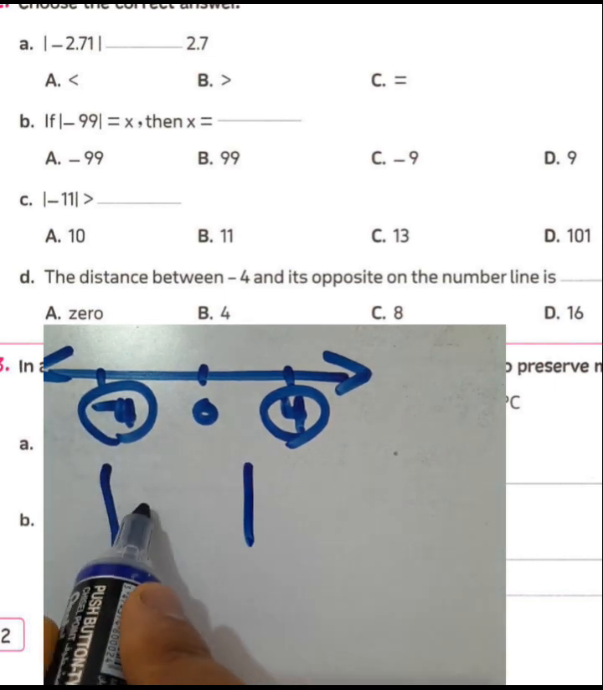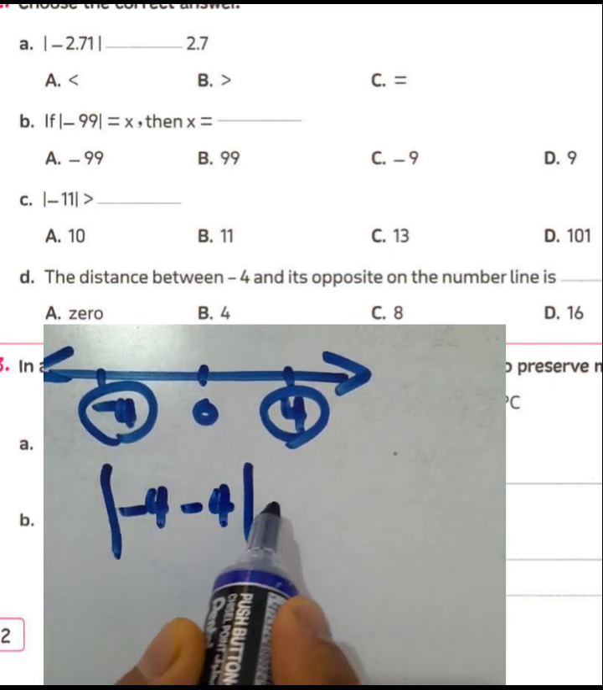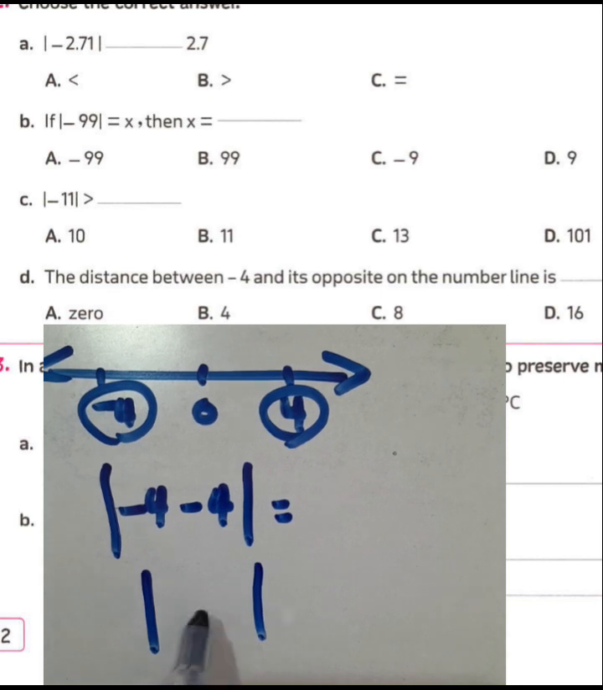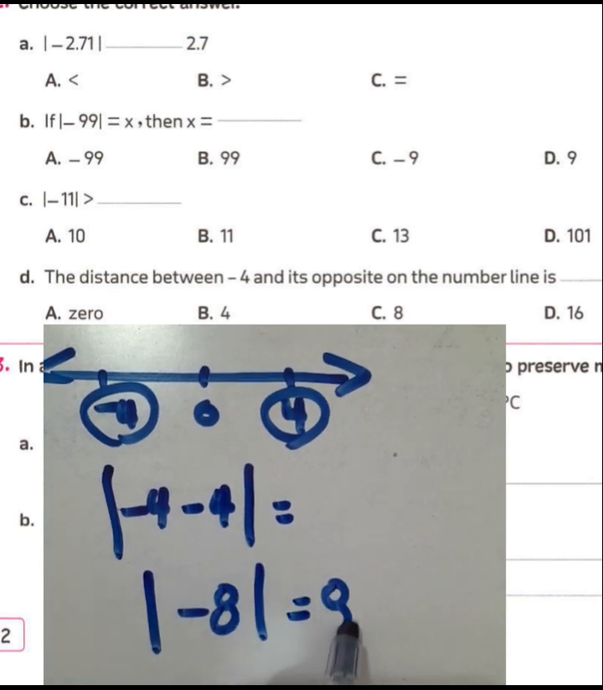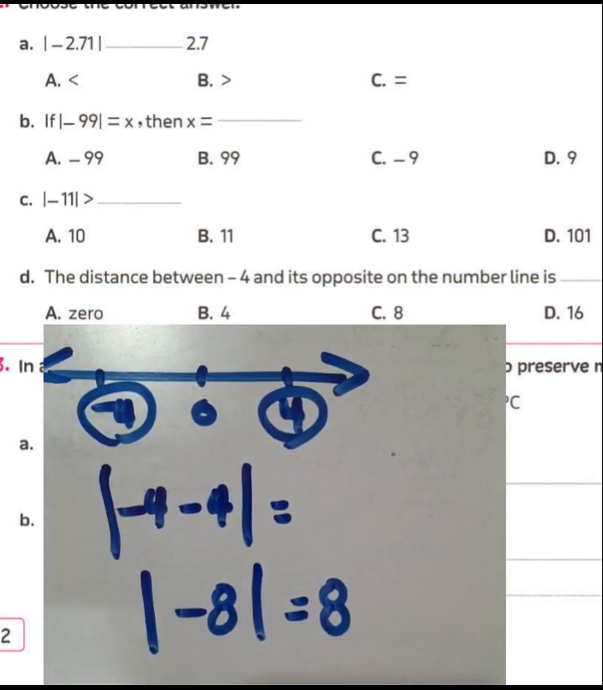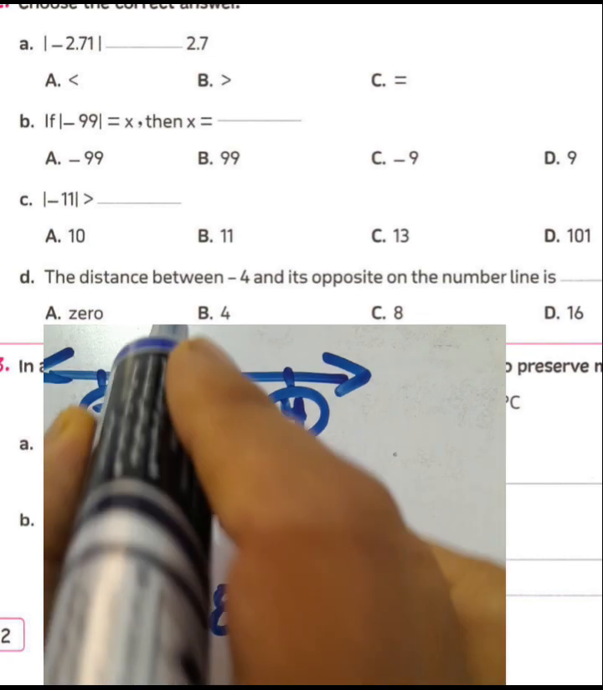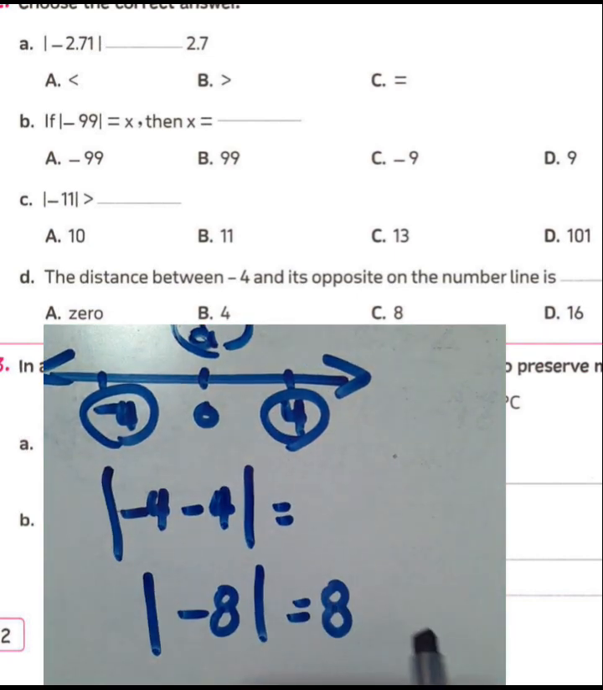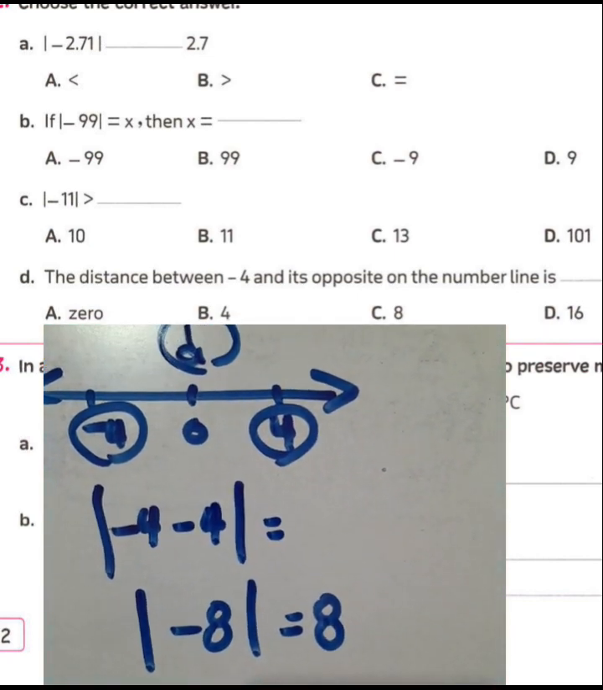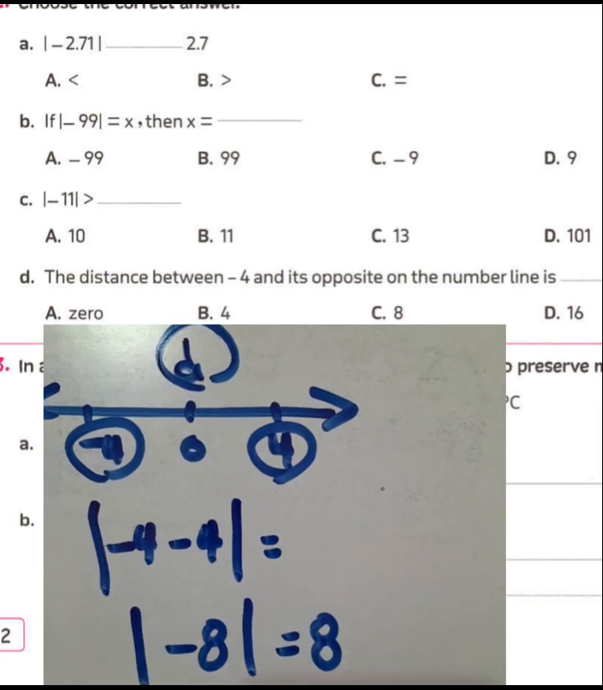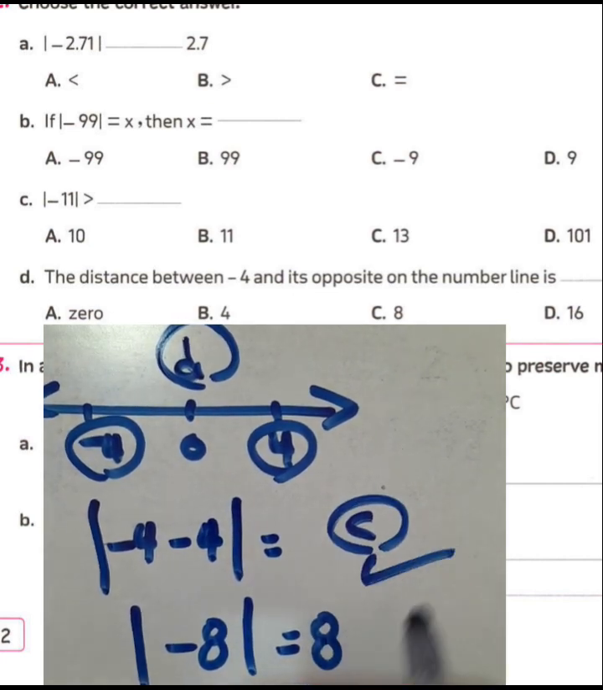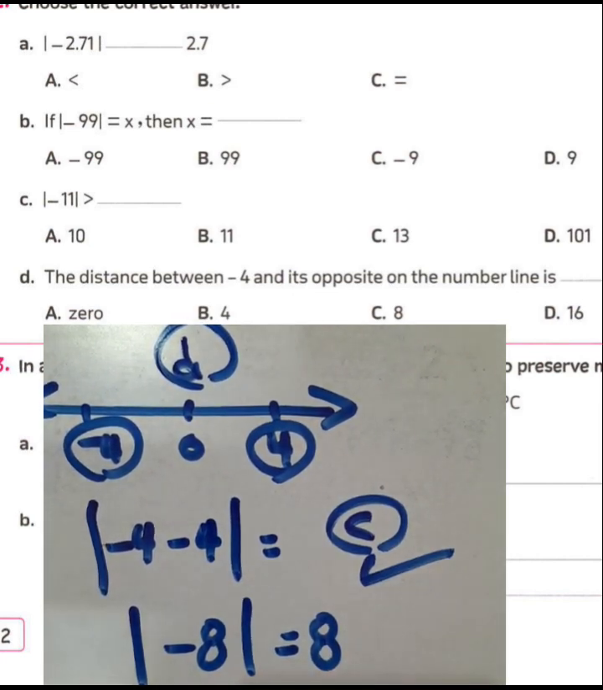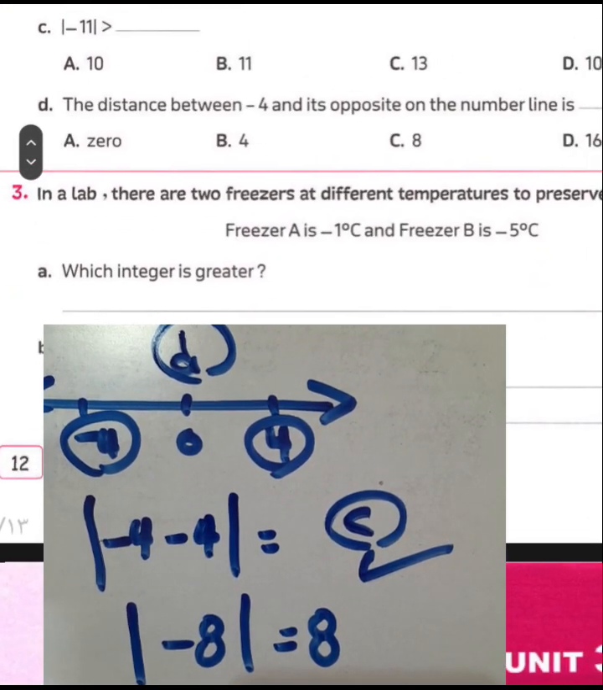We can find the difference by using absolute value between 4 and negative 4. The difference between them, negative 4 subtracted by 4, will be the absolute value of negative 8. The result will be 8. Okay, the result will be what? 8. Choose letter C for question letter D. Okay, understood? The result will be what? Choose letter C, result 8. Next question here.